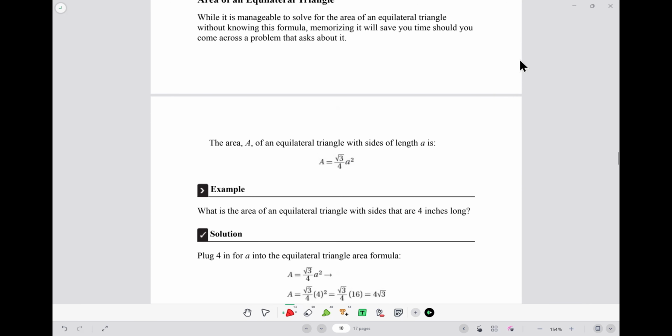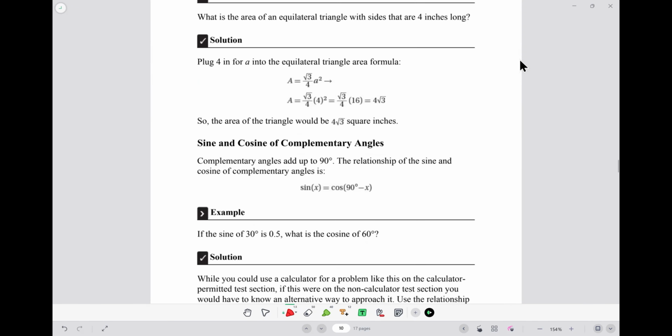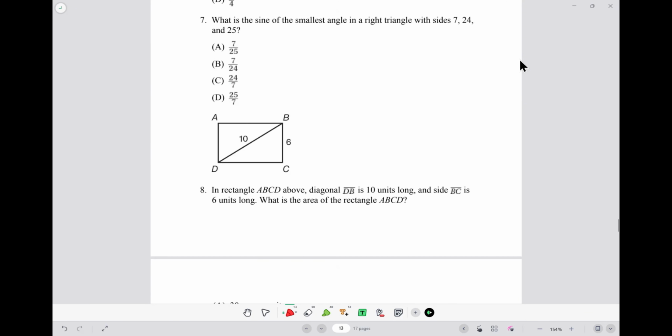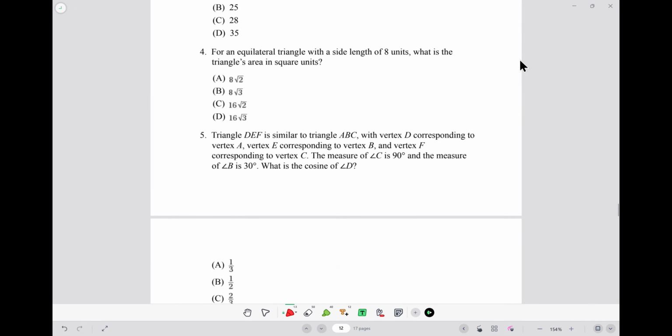Then we are going to talk about some equilateral triangle problems, basically related to the formula a equals root 3 by 4 a squared. And then we are going to do some real stat problems. So this is what we are going to do today.